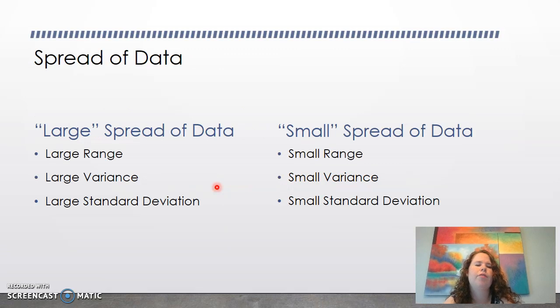We have different sizes for the spread of data. If we have a large spread of data, like anywhere from 0 to 100, that's considered a fairly large spread. So we're going to have a large range, a large variance, and a large standard deviation. Whereas if our data set is from like 10 to 20, we're going to have a very small range, a very small variance, and a fairly small standard deviation as well.